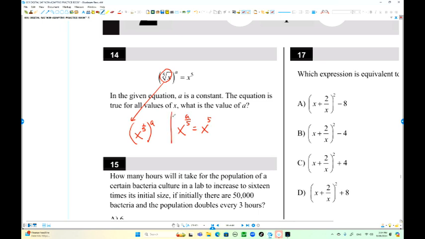Same format, right? Exponent form. Same base number, so the exponents must be equal, right? So A over 5 equals 5, A equals 5 times 5, which is 25. That's the answer, okay?